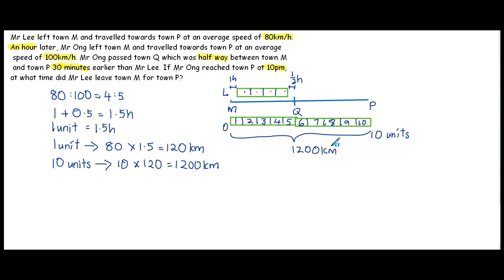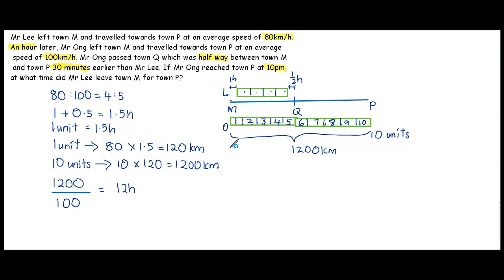At the average speed of 100 kilometers per hour for Mr. Ong, we can find the time taken for Mr. Ong to reach town P. So the time taken would be 1,200 kilometers divided by Mr. Ong's average speed of 100 kilometers per hour, and we get 12 hours. So 12 hours is the time that Mr. Ong took to travel from M to P.